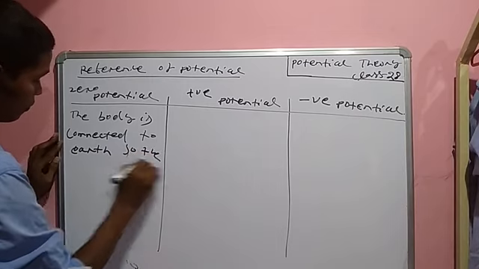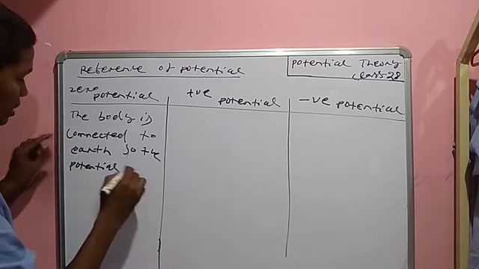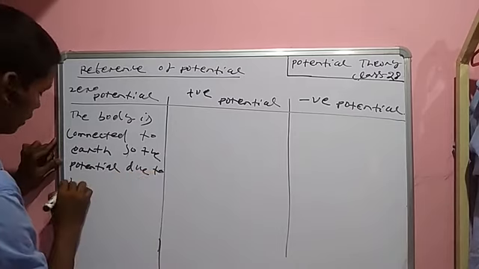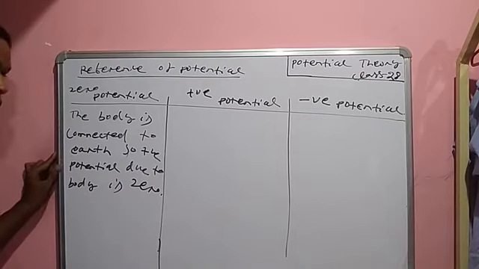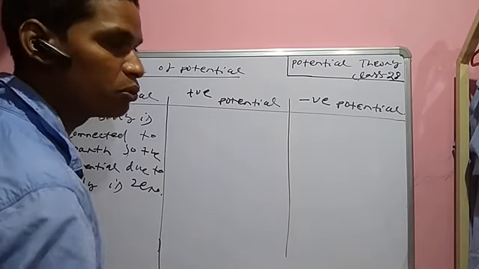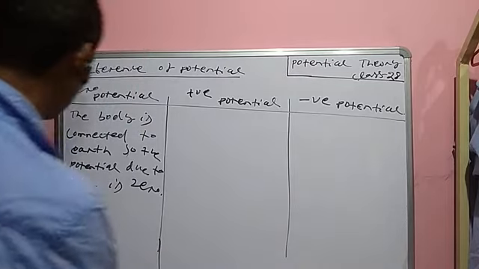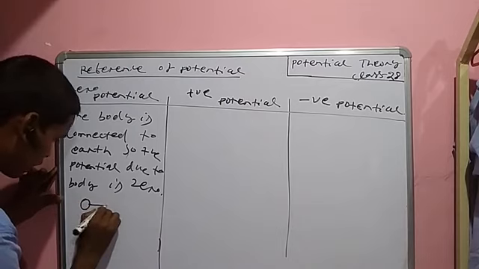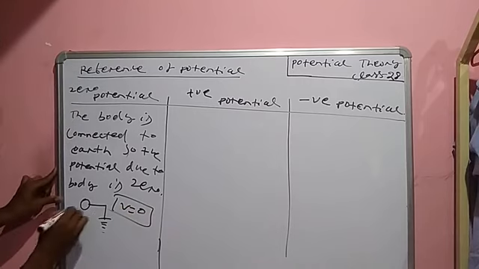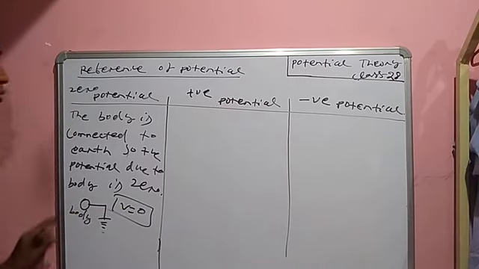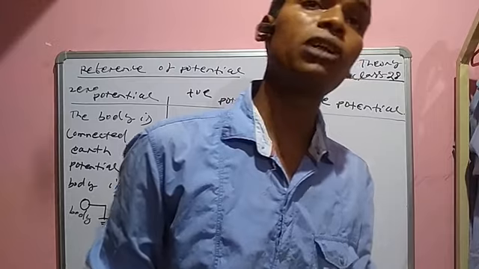So the potential due to a body connected to Earth is zero. We have already known Earth has potential zero. That means any body connected to Earth also has zero potential. Yes or no? So if the body is connected to Earth, then V is equal to zero. Whichever body is connected to Earth, zero potential is produced.